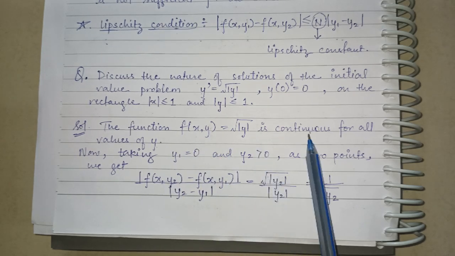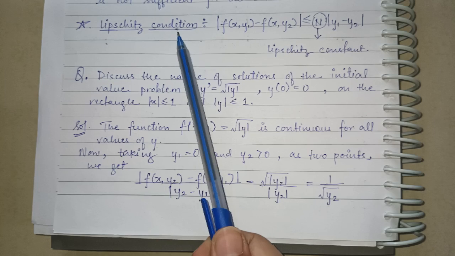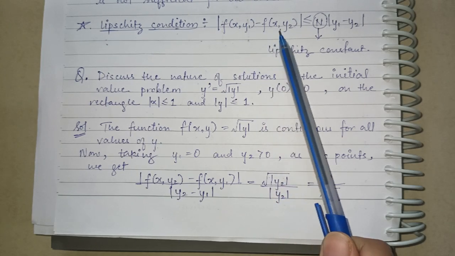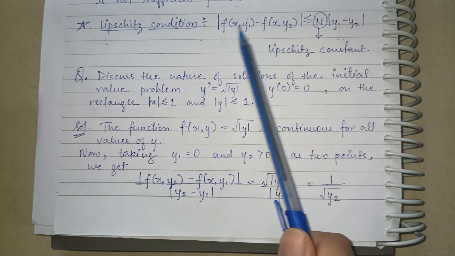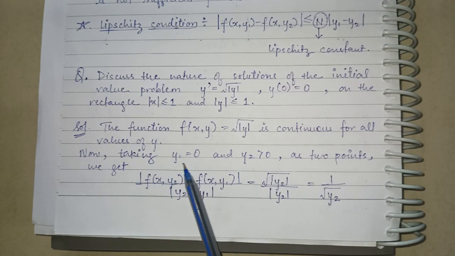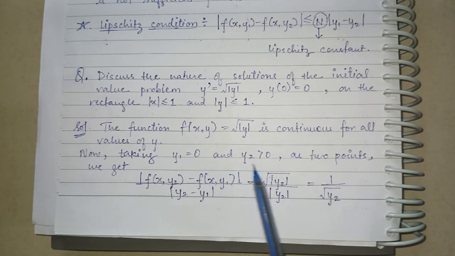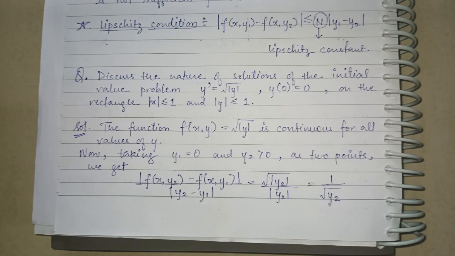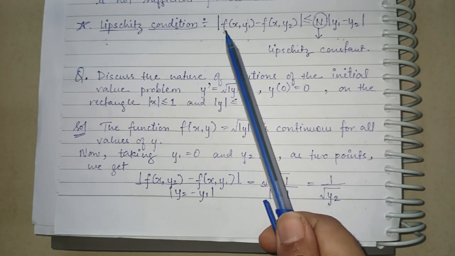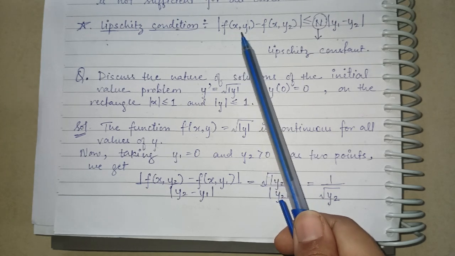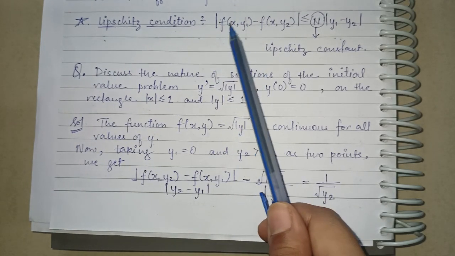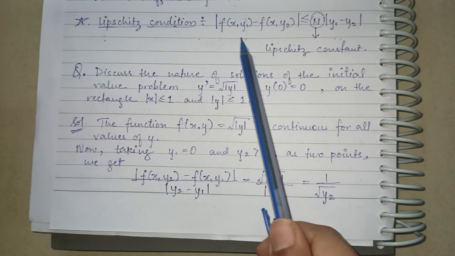The first condition is satisfied, f(x,y) is continuous. Now for the second condition, we have to check the Lipschitz condition. So we are calculating this first: f(x,y1) minus f(x,y2). That means we are calculating f at two different points. Now I take y1 as 0 and y2 as greater than 0, because we can take any value for y, but it should be less than or equal to 1. If we calculate f at (x, y1), which we are taking as 0, f(x,0) becomes root 0, that means 0.